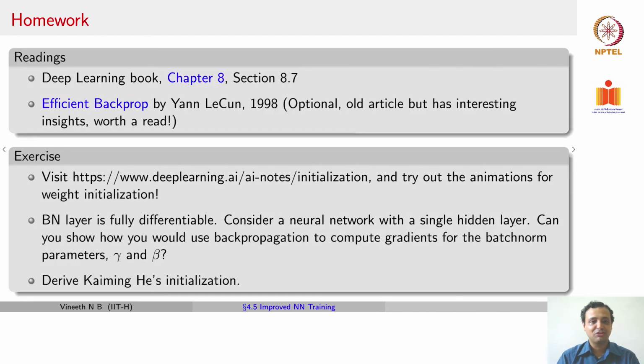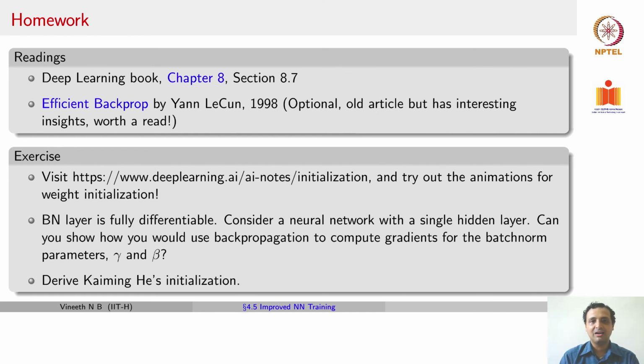That concludes our discussion of batch normalization. Your recommended readings for this lecture are Chapter 8, Section 8.7 of the Deep Learning book, and a very nice article called Efficient Backprop by LeCun. It's a very old article. Some of it is not relevant to deep neural networks, but some of it has very nice insights on efficient training of neural networks. I would recommend you to read it.